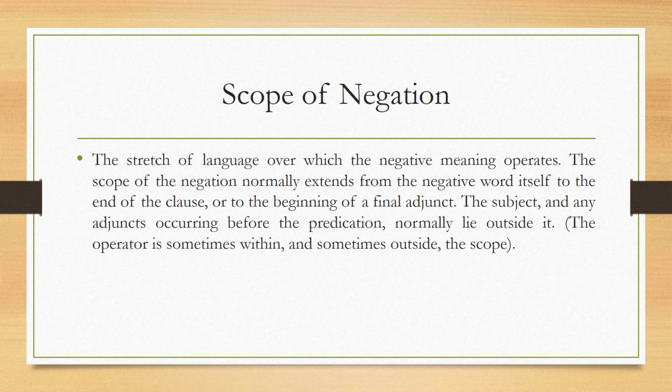What does it mean, a final agent? It means the adverb. If you use an adverb at the end of the sentence, we are going to see later, it is going to be either within the scope or outside it. The subject and any agents occurring before the predication normally lie outside it. We know that the subject and the operator usually appear before the particle of negation, not. So are they going to be within the scope of negation? No, they are going to be outside it, because the scope of negation starts from the not itself to the end of the clause.